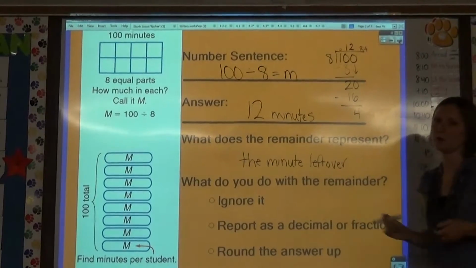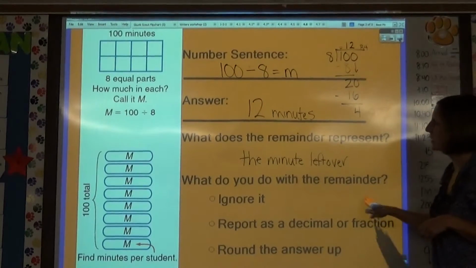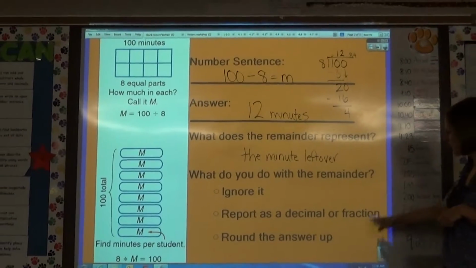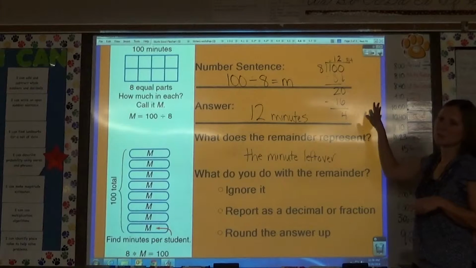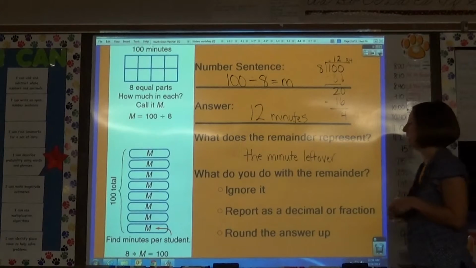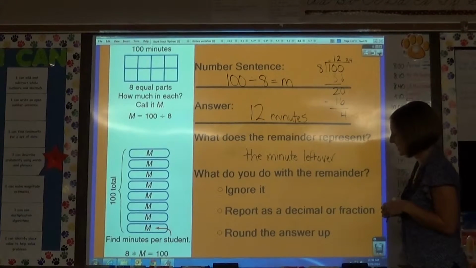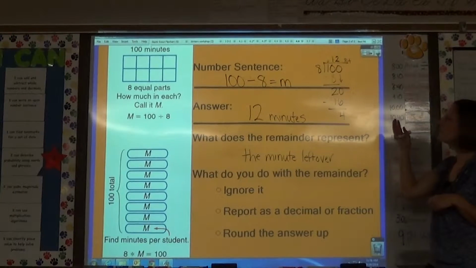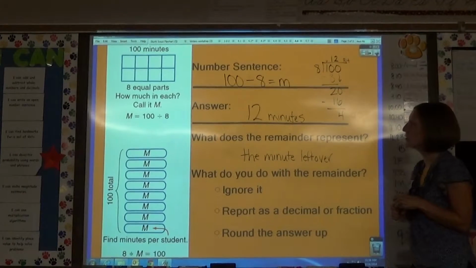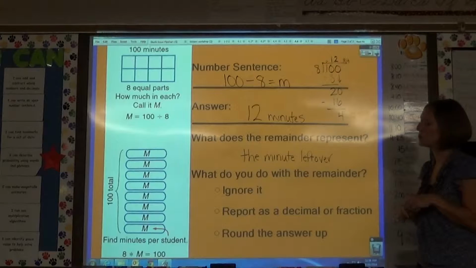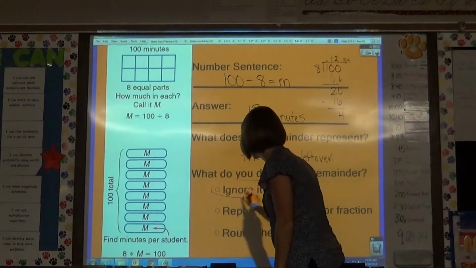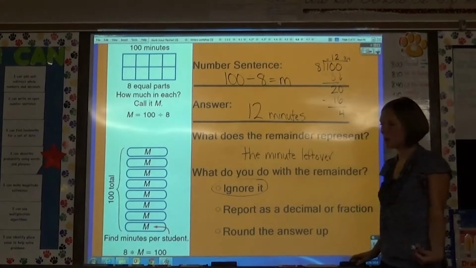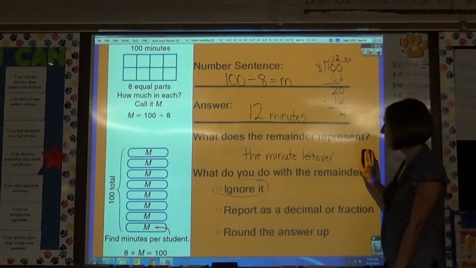So what do I do with that remainder? I have 3 choices. I can ignore it, pretend it's not there, report it as a decimal or a fraction, which in this case would mean that each student gets a part of a minute added on to their 12 minutes, or I could round it up, but if I were to do that, then each student would go over the 100 total minutes once they've taken their turn. So in this problem, I want to ignore it. There will just be 4 minutes where no one is at the computer.